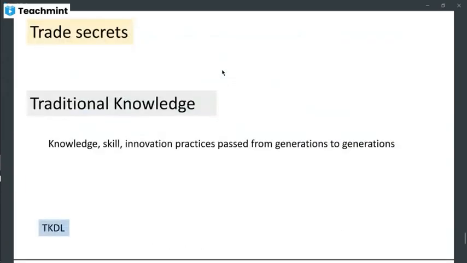Up to now we have discussed all the different forms of protection, that is patent, copyright, trademark, GIs, industrial designs, etc. Right? And then we have left out trade secrets. So what is a trade secret? How would you define a trade secret? The term itself indicates that it is secret.